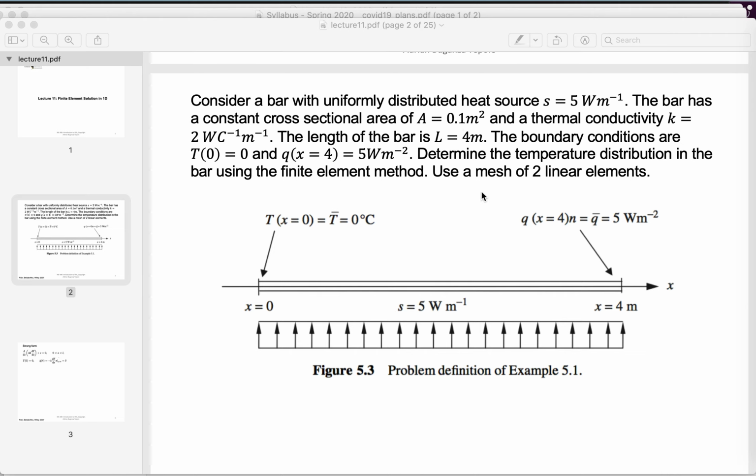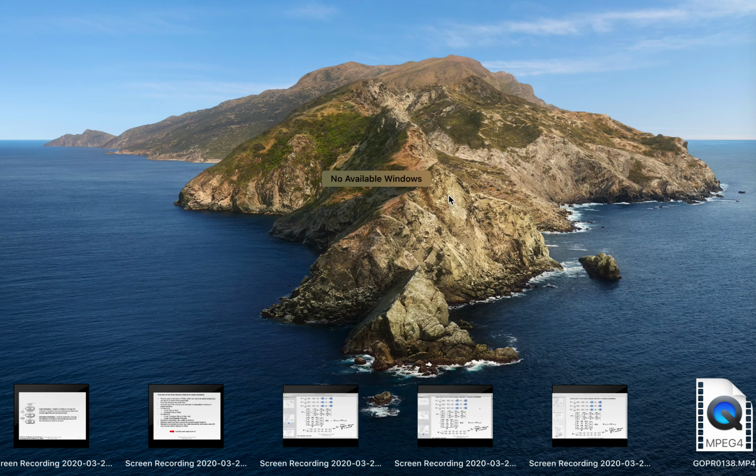And what you did in homework 3, I want to say, is you did a mesh convergence study with a mesh of 2, 4, 8, and 16 linear elements. And we're just going to solve the same example with 16 elements, but for the transient.